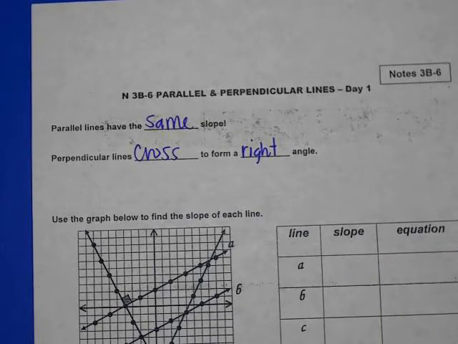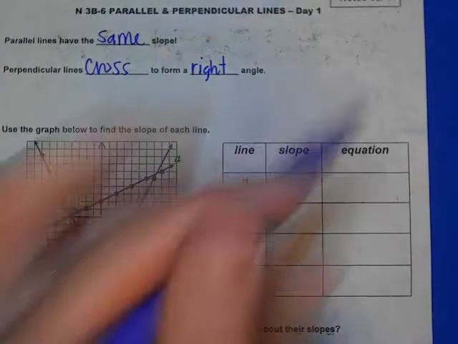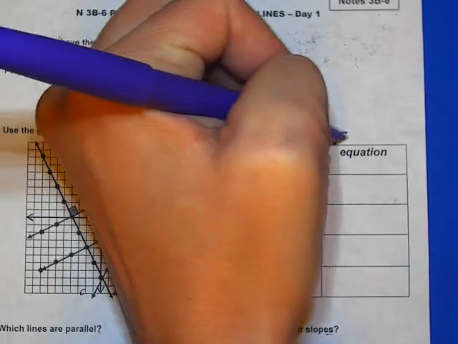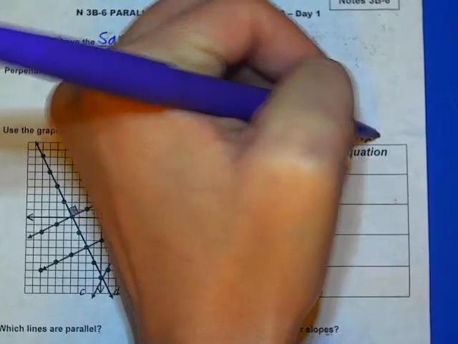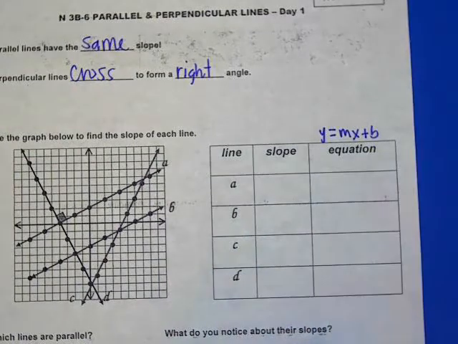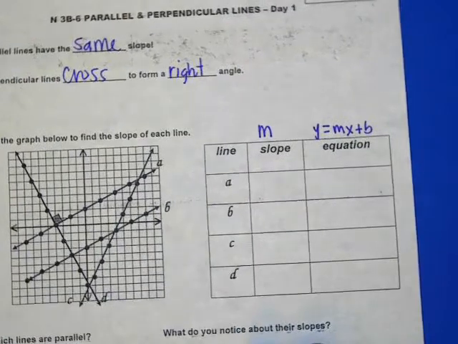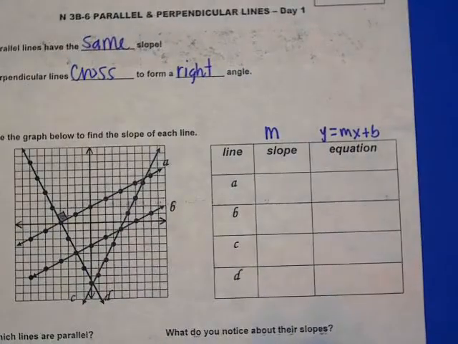So what it says is use the graph below to find the slope of each line. So we're going to start with line A. And then after I find the slope, I want to write the equation y equals mx plus b. To write the equation, what information do I have to have? M and B. Okay, well, I'm going to find the M here. Then when I write the equation, I'm going to have to also find the B. Okay, so line A.